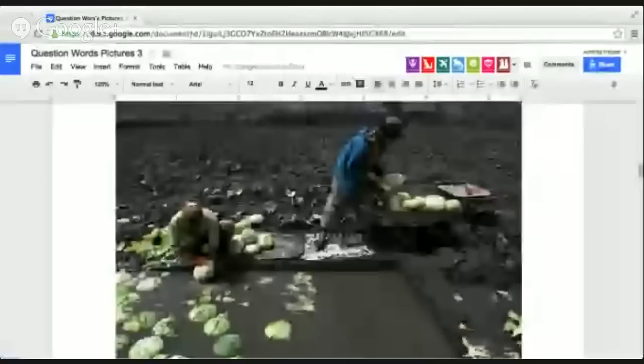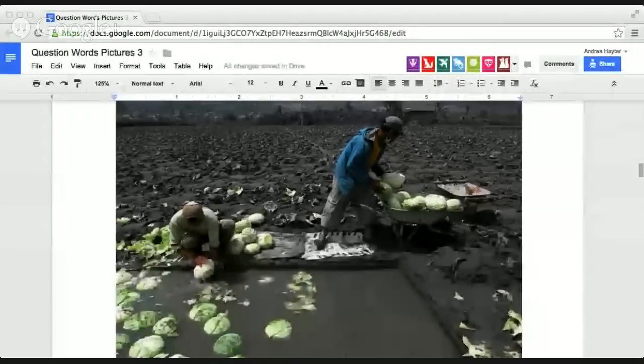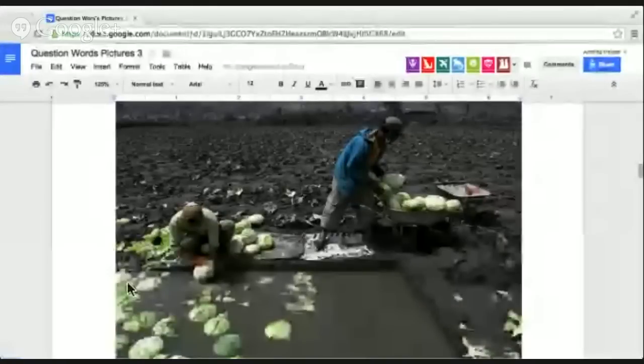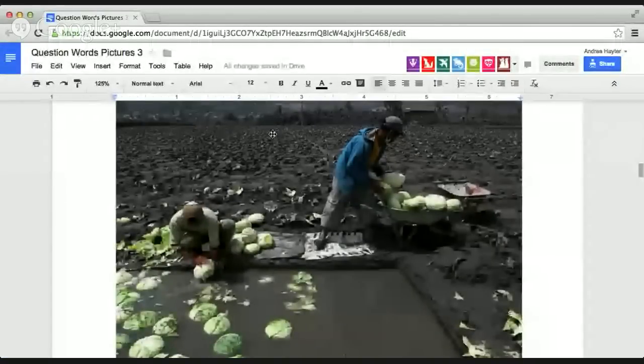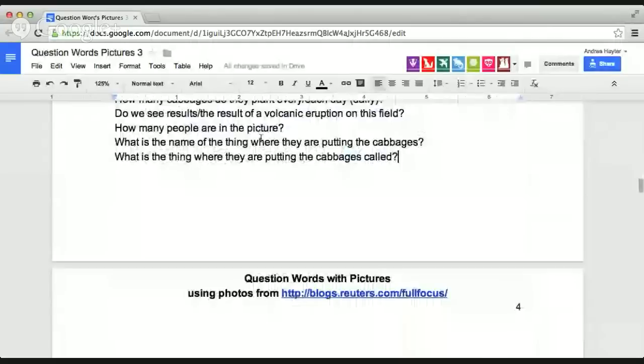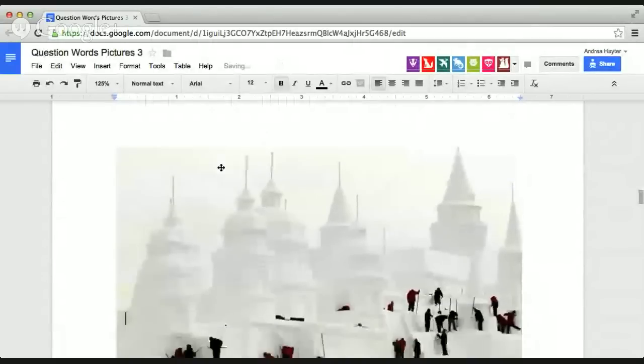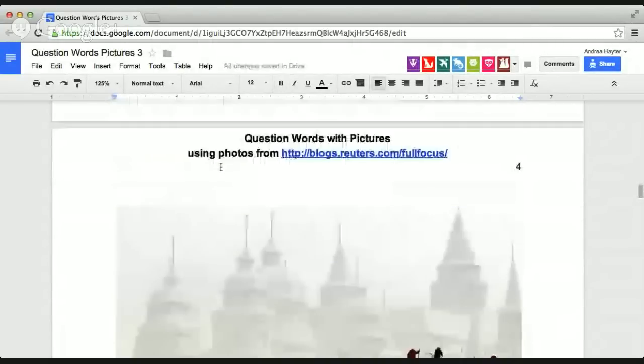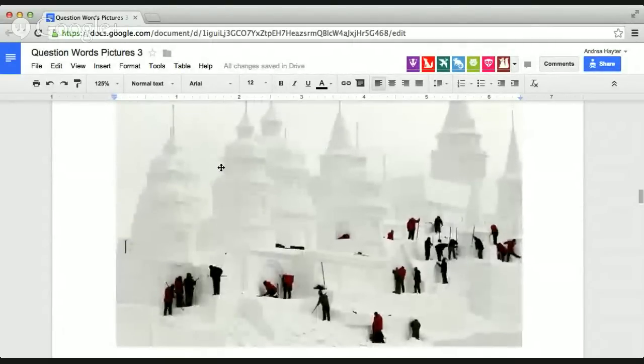Okay, so, yeah, I think that's all about this picture. It's cabbages with a volcano. There's ash. They're cleaning them. Let's do another picture. Okay. All right. This one's cool.